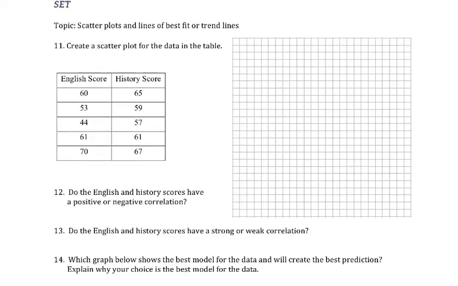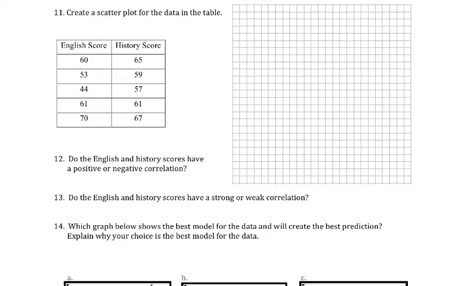Okay. Now it says create a scatter plot from the data of the table. So if we notice, first thing, we've got some pretty big numbers here, right? So we're not going to want to count by ones on our scatter plot. So maybe we could count by fives. So 5, 10, 15, 20, 25, 30, 35, 40, 45, 50, 55, 60, 65, 70.